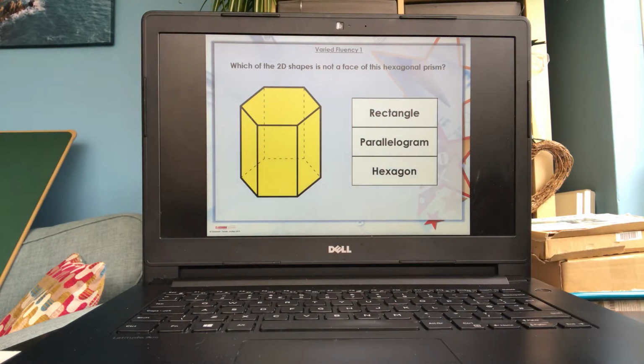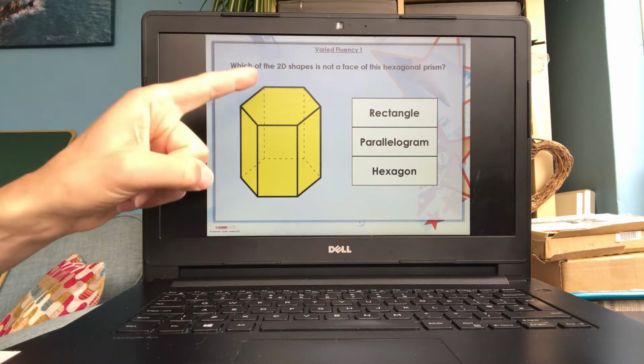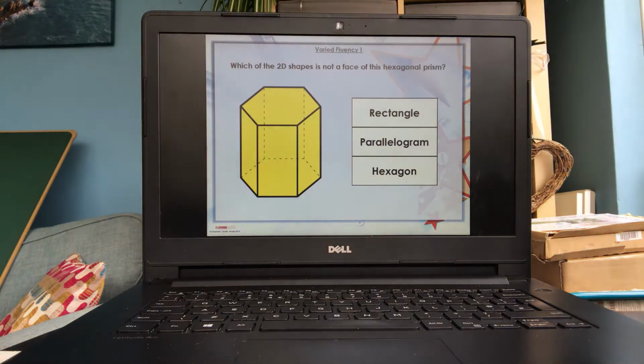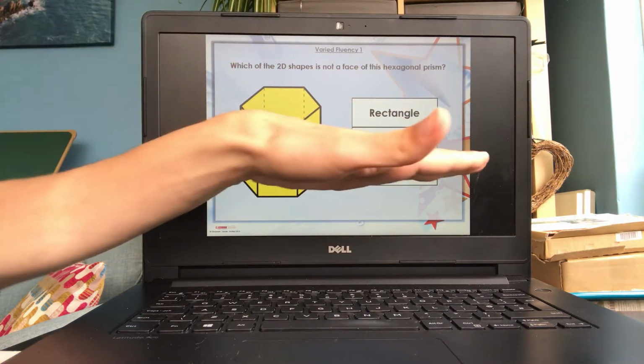Okay, now let's go through a few questions. Which of the 2D shapes is not a face of this hexagonal prism? So we're looking at a hexagonal prism and the shapes that make up its faces. So, on the top, we've got a hexagon. It's a hexagonal prism, so I'm pretty sure that there's a hexagon in it. That makes sense, doesn't it? So we'll rule out hexagon.